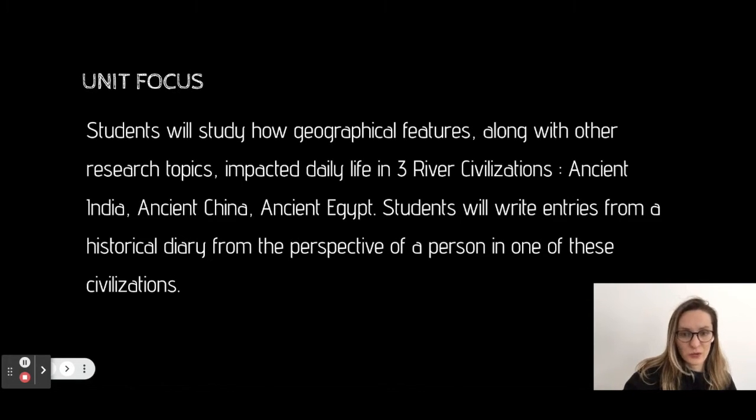Here's the unit focus. Students would research geographical features and some other topics that they're given that implemented daily lives of people in the three river civilizations. And after, students would need to write a diary from the perspective of a person in one of these civilizations.